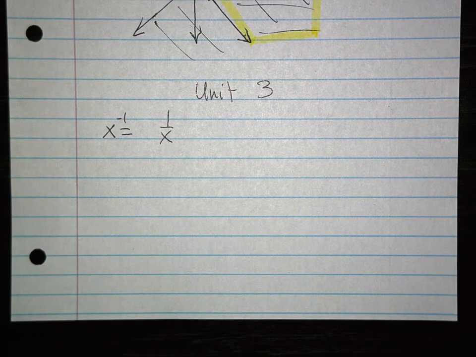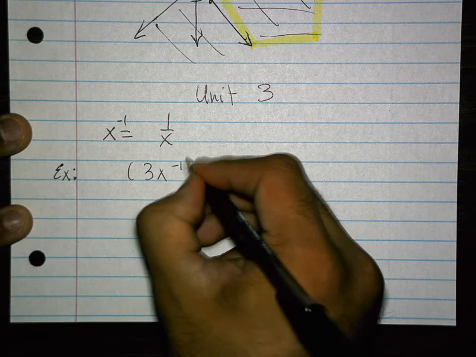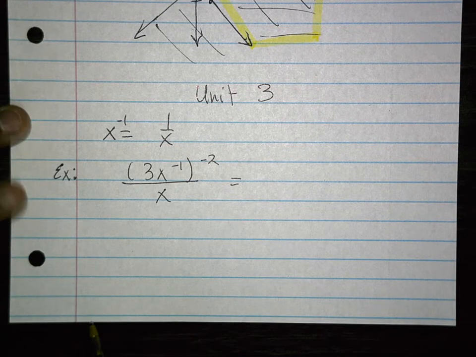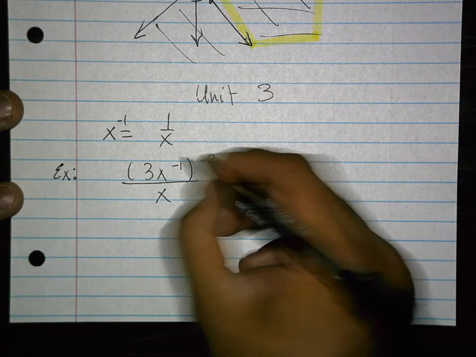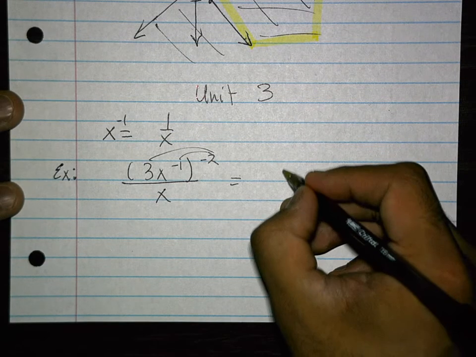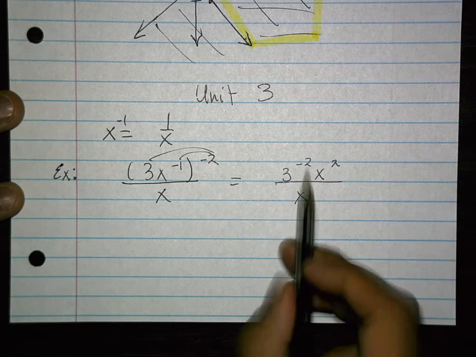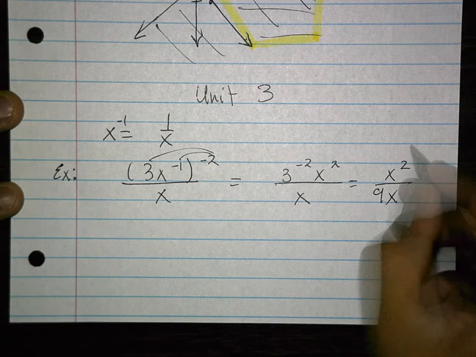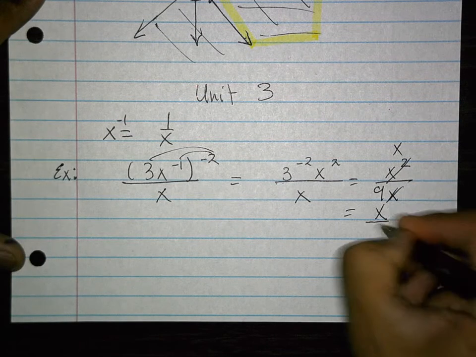And so to look at some trickier situations, if I have (3x^-1)^-2 all over x, well, what this actually equals is, you can bring in the power or distribute the power, whatever you want to do. So I'm going to multiply this power in. Now you're multiplying these, so it's 3^-2, x^2 all over x. Now this 3^-2 drops down, and the answer is x squared all over 9x, and then we can reduce the x's, and the answer is x over 9.